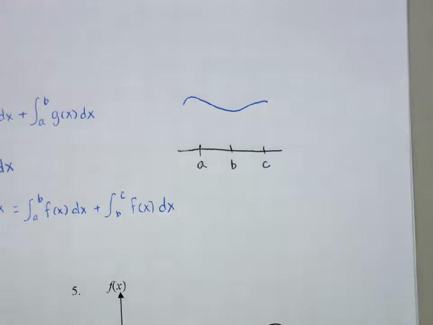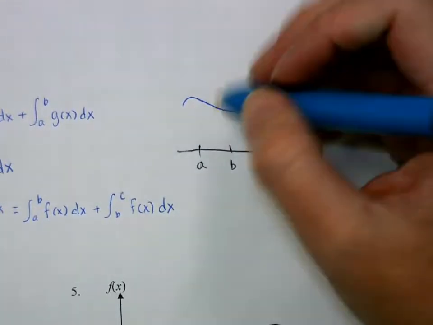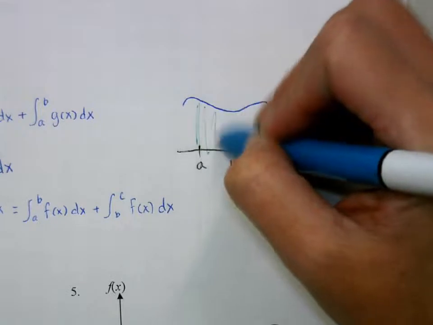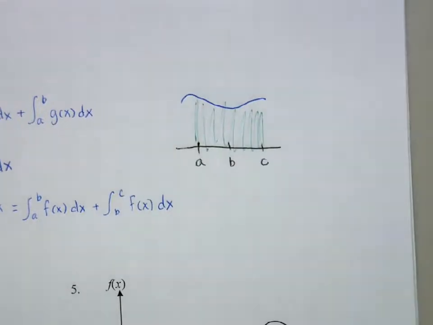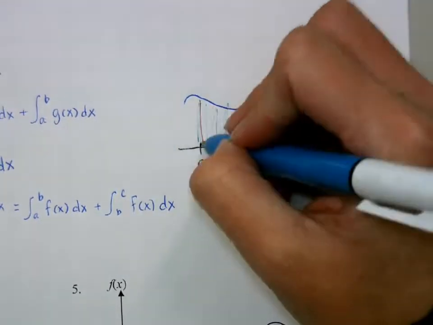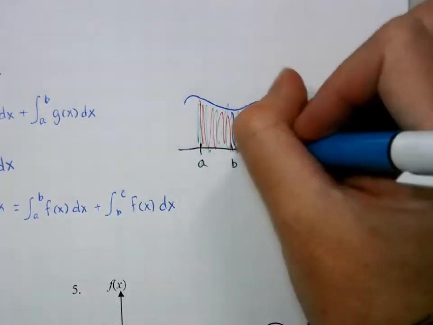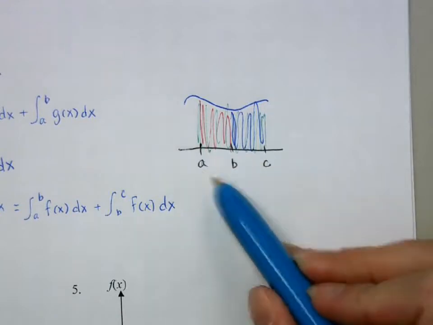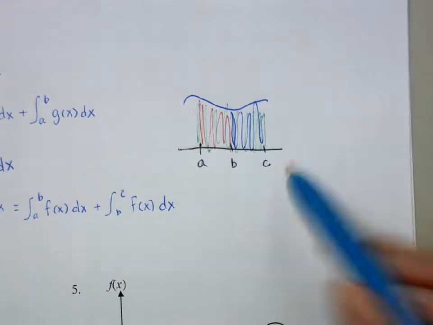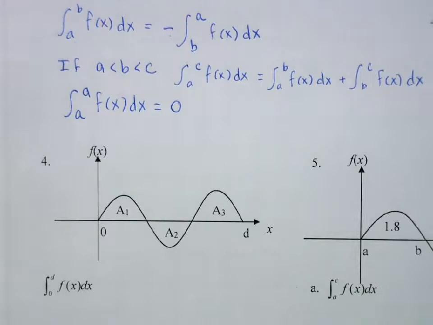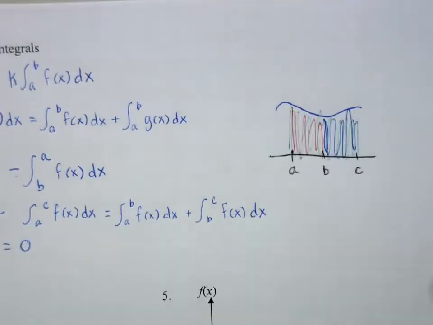So looking at this graphically, the integral from a to c is all of this. Well, I can break that up into this area plus this area. So that's all that's saying, is the integral from a to c equals the integral from a to b plus b to c. The last one is the integral from a to a of f of x equals 0. Okay, so going back to my graph, if we are going from a to a, then we have no width, so there is no area. So that's always going to be 0.